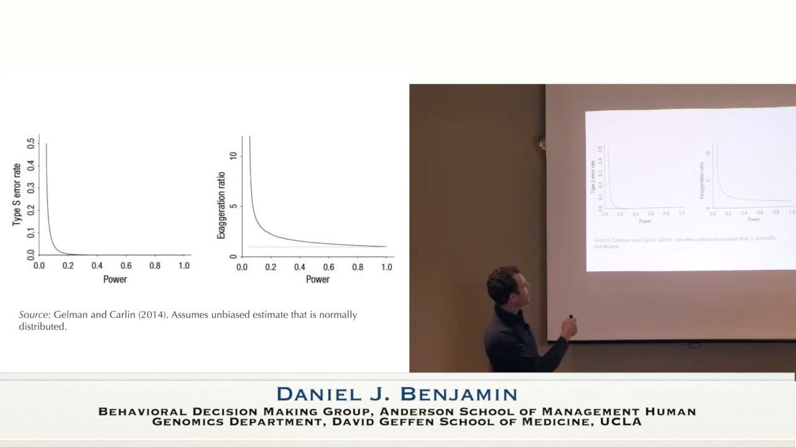Okay, so Gelman and Carlin have some calculations in their paper of how the likelihood of these different kinds of errors depends on power. I'll just highlight, with the kind of calculation we did before for the candidate gene study, that with 10% power there's something like a 5 to 10% chance of just getting the sign wrong, and you expect exaggeration of something like 2 or 3 times the effect.